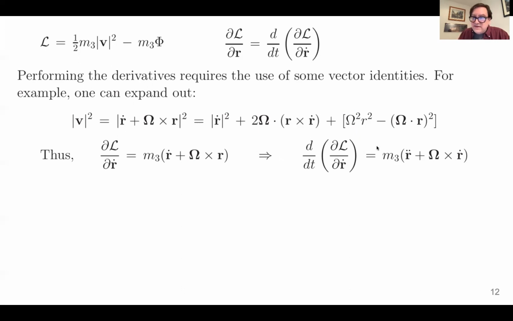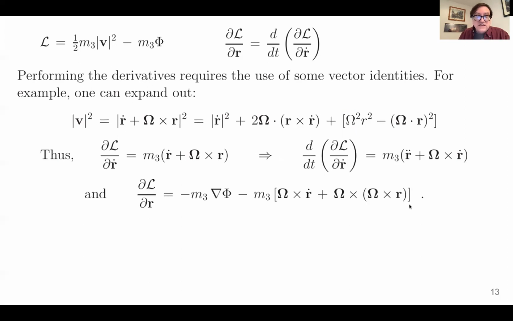All right, that gives us the right-hand side of the Euler-Lagrange equation. The left-hand side involves taking derivatives with respect to the spatial coordinate r, which is now again the spatial coordinate in the rotating frame.